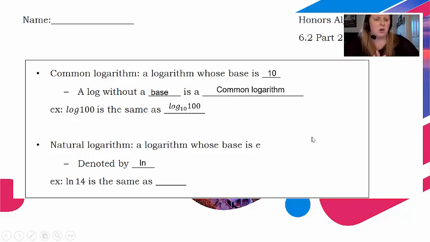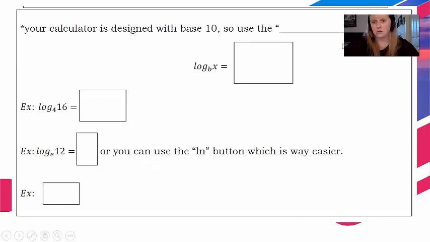Then you have what we call natural logarithms, and that's a log whose base is e. And because it's so popular to use e in calculus, instead of writing log base e all the time, we just simply write ln. So if we write ln of 14, that's actually the same thing as saying log base e of 14. So ln literally means log base e.